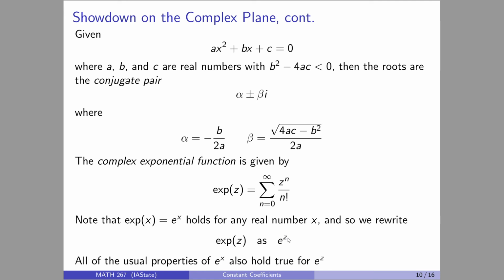Now, the last little bit we need to talk about before we jump back to the world of DEs: every property about e to the x works for e to the z. So all the things you know about e to the x are still true for e to the z. E to the z has some weird stuff going on with it. We'll talk about that a little bit later. But for now, e to the x is just a special case of the complex exponential, which has all the nice properties that we normally know about e to the x. Okay.